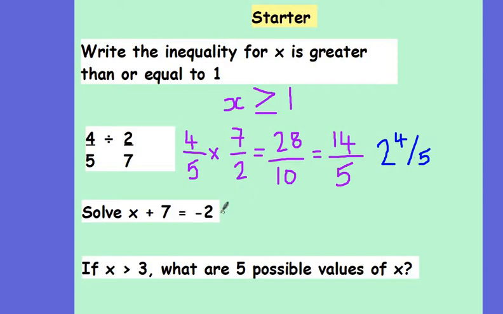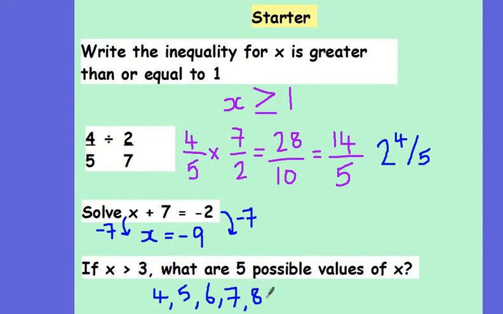To solve the equation, I need to get x on its own, and to do this, I need to subtract 7 from both sides, which, Logan, gives me x equal to what? -9, indeed. And for the last question, if x is greater than 3, what are 5 possible values of x? Well, we haven't got the equal sign in there, so we know it can't be 3. But it could be 4, it could be 5, it could be 6, it could be 7, it could be 8, etc, etc. It could be a million.